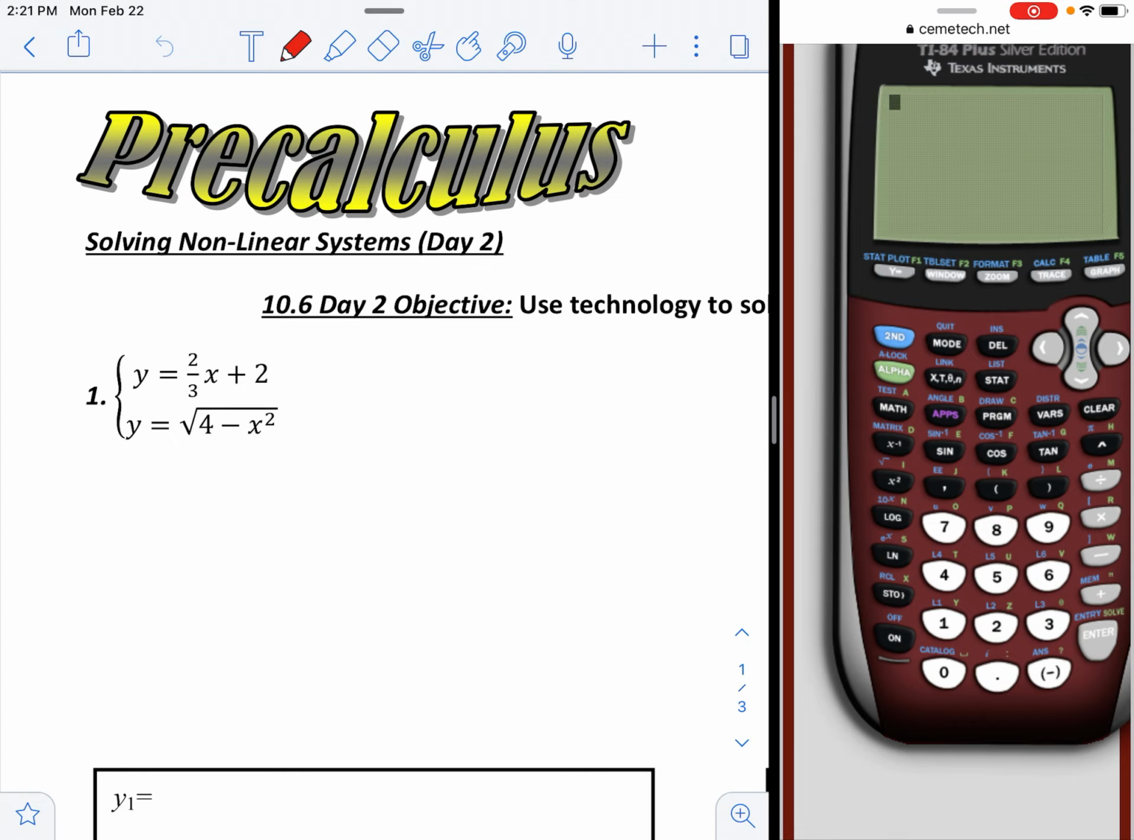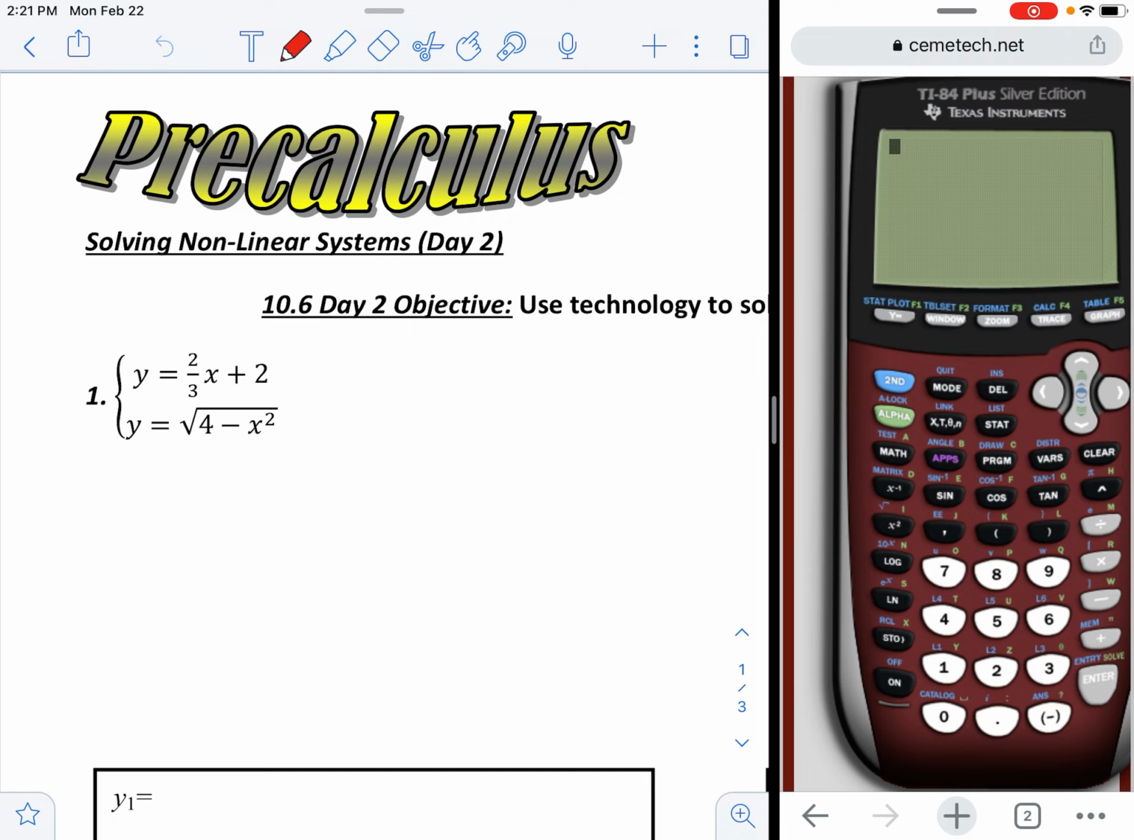Okay, so this is Solving Nonlinear Systems Day 2, which will be using technology, aka our TI 83 or 84 graphing calculator, so that we can solve systems of nonlinear equations. Okay, so could we use Desmos? Yes, but we're not going to.